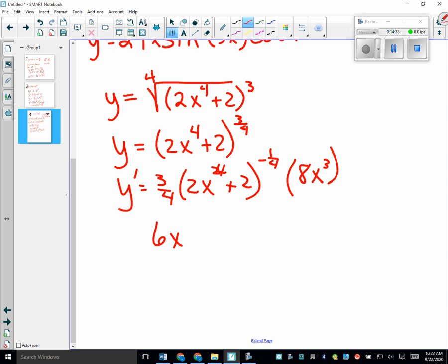So is this 6x cubed times 2x to the fourth plus 2 to the negative third? Good work, Kaylin. You always combine what you can combine. Does that make sense? Can we do this? I mean, you can, I have the ability.